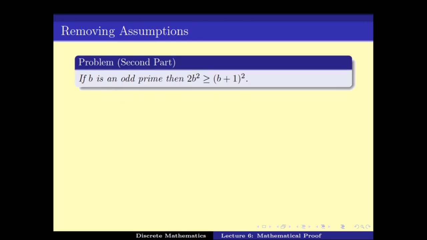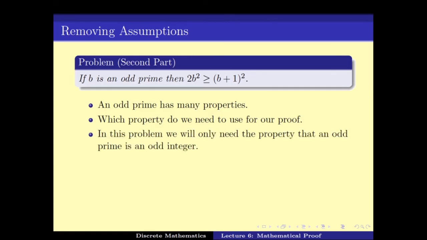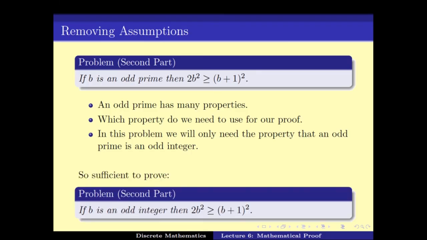Similarly, let's go to the second part. It says that if B is an odd prime, 2B squared is greater than or equal to B plus 1 whole squared. Now again, here B is an odd prime, so which properties of the odd prime should be used? In this particular problem, all we need is that B is an odd integer. That's all we need. So in this case, it is sufficient to prove that if B is an odd integer, then 2B squared is greater than or equal to B plus 1 whole squared.